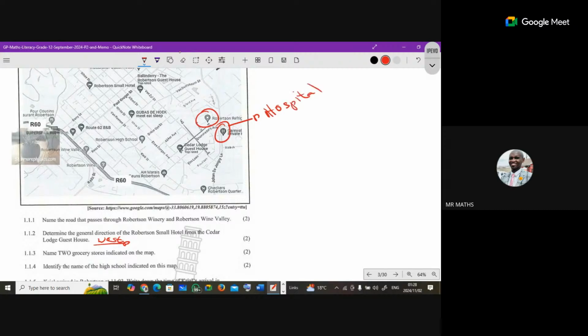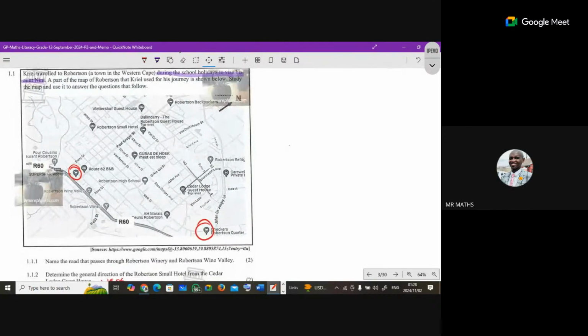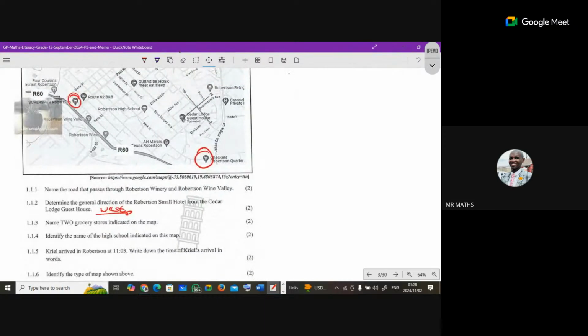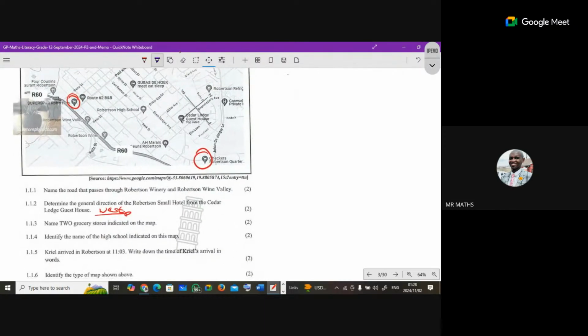Are we together? Okay, so the same applies to the grocery stores. We are going to check for something that will be a sign of a grocery store. Here we are seeing a what? A trolley. And also we are seeing a trolley over here. But they said we need to name 2, and we are only seeing 2. So next to this trolley, what is the name of the location? It's Checkers Robertson Quarter. So now you can write it.